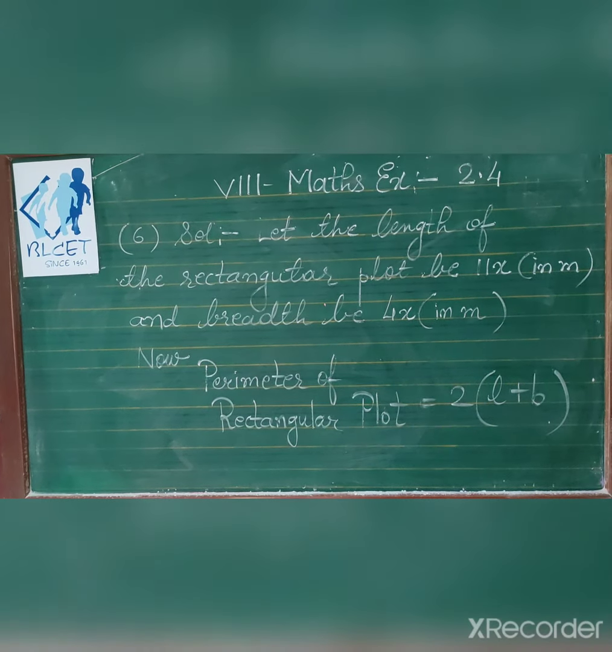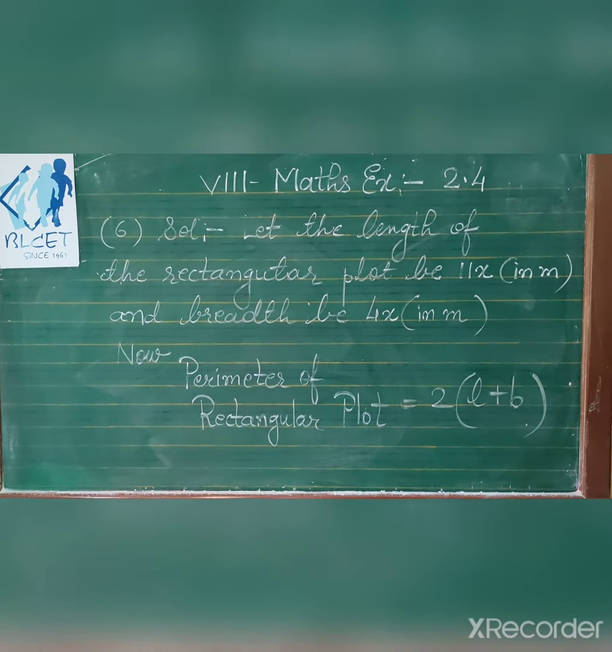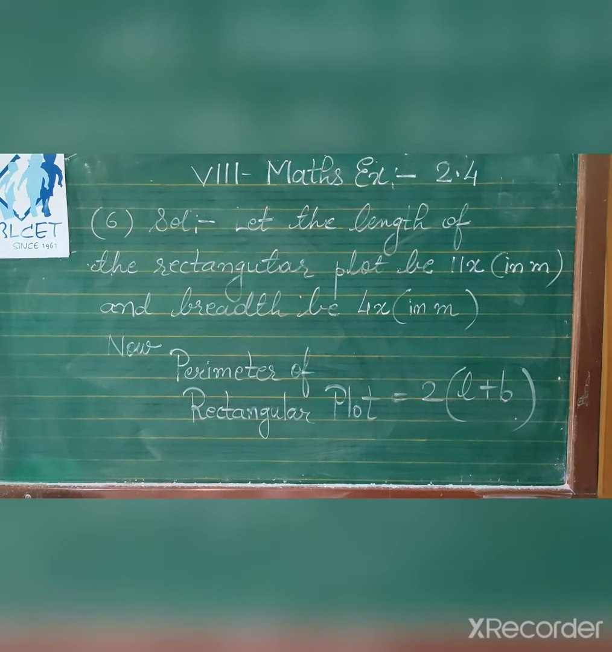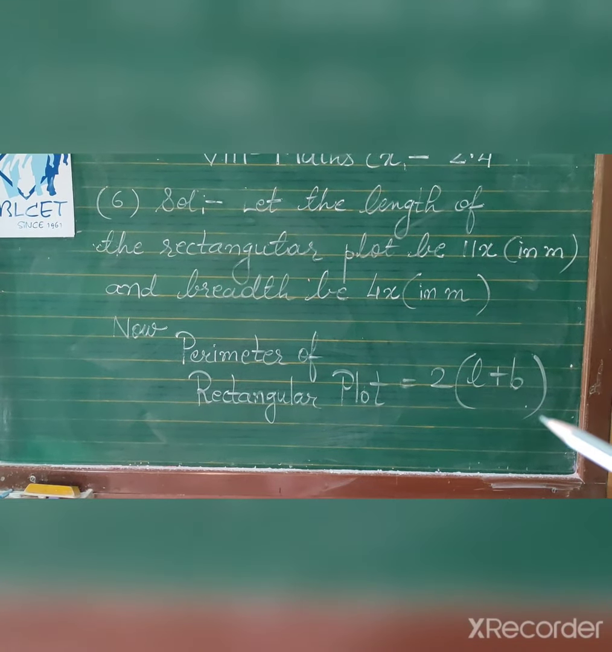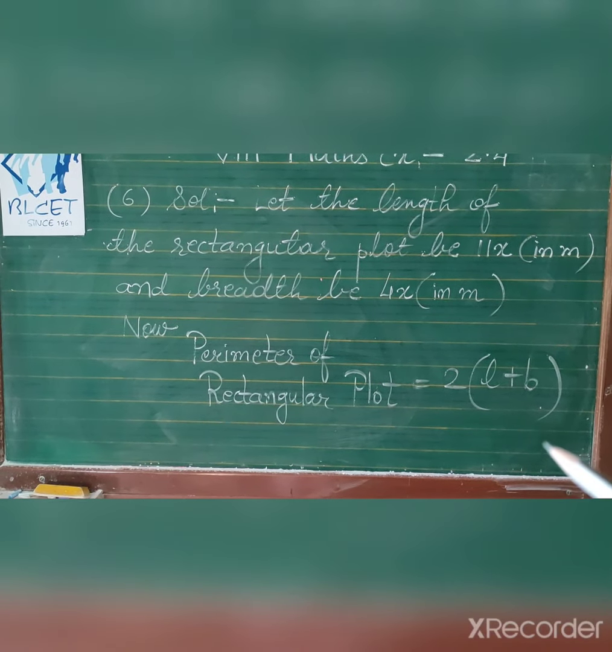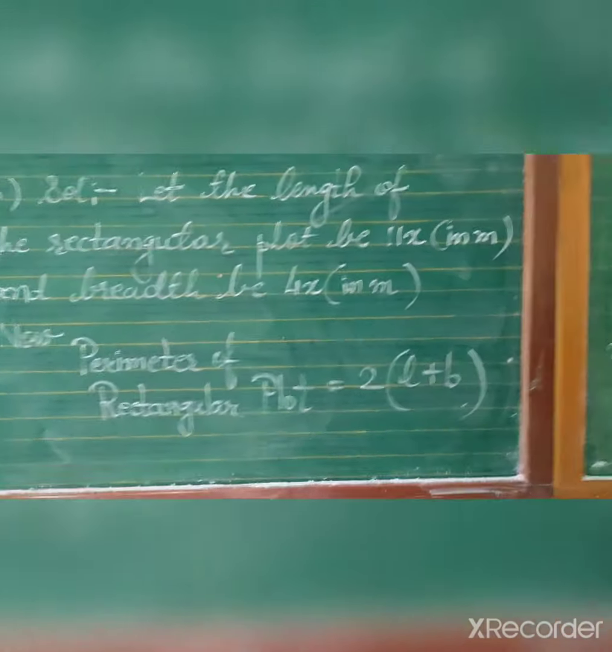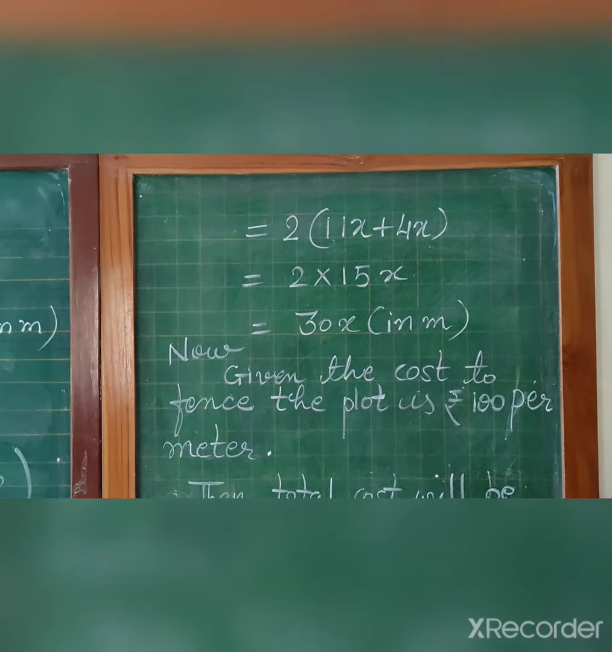So first we will assume, let the length of the rectangular plot be 11x meters and breadth be 4x meters. Now the perimeter of a rectangular plot is equal to 2 times (length plus breadth). It is the formula of perimeter of a rectangle. So we will put the value. So 2 into (11x plus 4x) is equal to 2 into 15x.